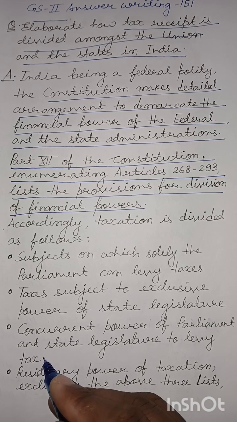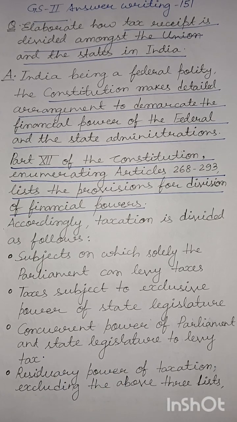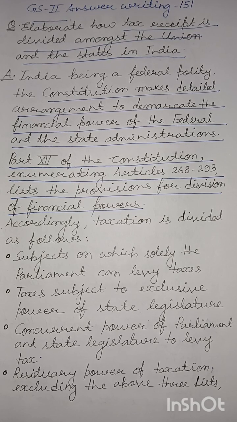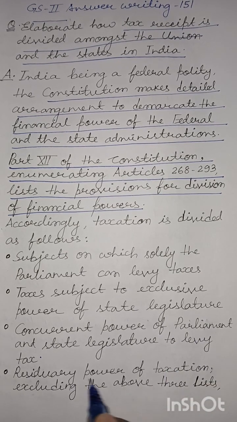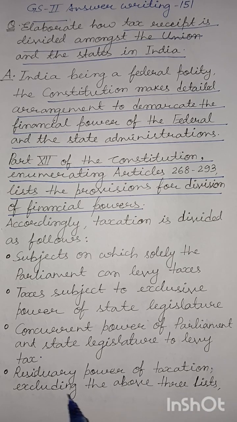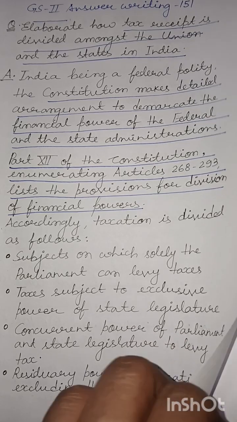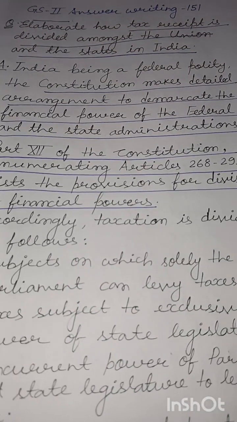Again, this does not need any explanation, but in this case, if there is ever a clash between the tax legislation of the parliament and the state legislature, it is the central tax law that would override the tax law of the states. There are some residuary powers of taxation excluding the above three lists. Or if a new matter comes up, generally the taxation power on this new subject would be in the hands of the center. That is all residuary power is about.